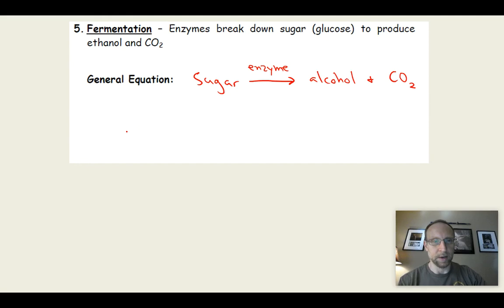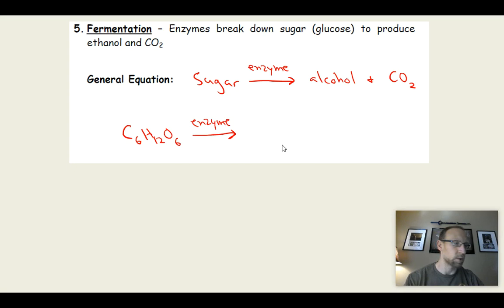So let's say I have good old C6H12O6, and I break that down with an enzyme, and your enzyme is often yeast, right? So yeast is the enzyme used. If you're making your alcohols or your wines, whatever, you put yeast in there, and that's what's going to do this fermentation process and make the alcohol from the sugars in those substances, whatever they are.